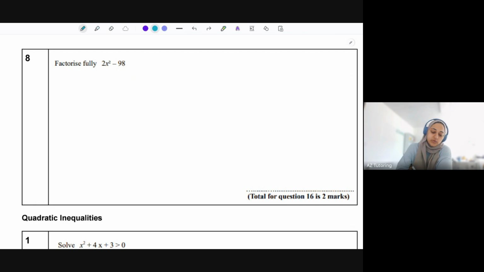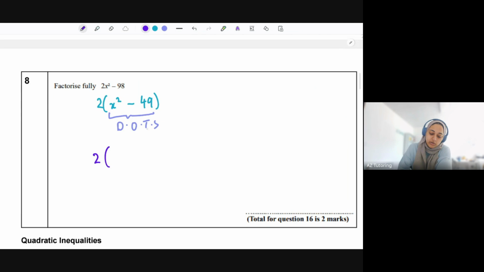So what we could do is we could factorize that 2 out and see what happens. So if I factorize 2 out, I get 2 times x squared minus, well, 2 times something gives me 98. If I do 98 divided by 2, I get 49. And now this is a square number, and that's also a square. So we've got x squared and 49 is a square number. So we can do difference of two squares on the inside here and just ignore that 2 for now.